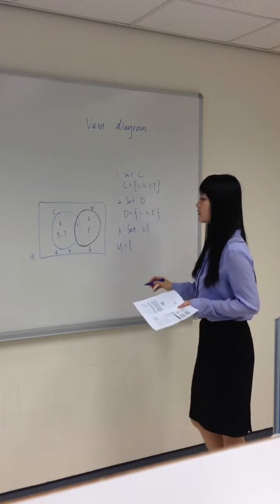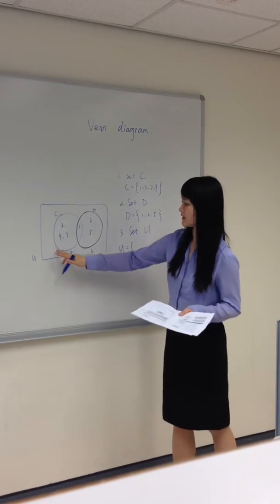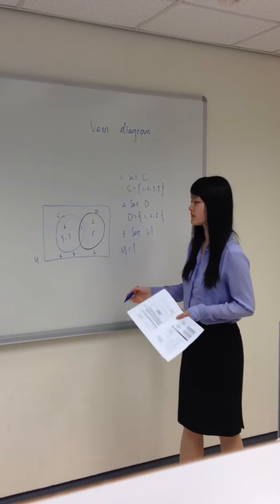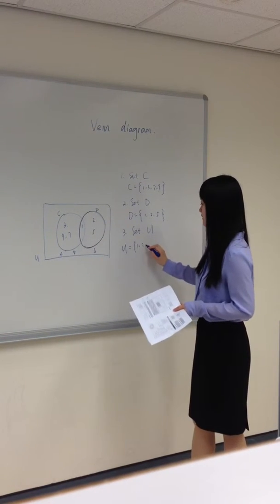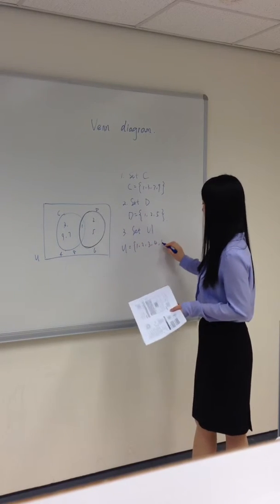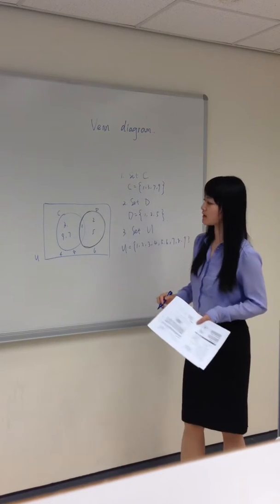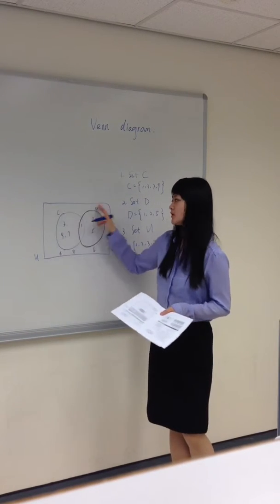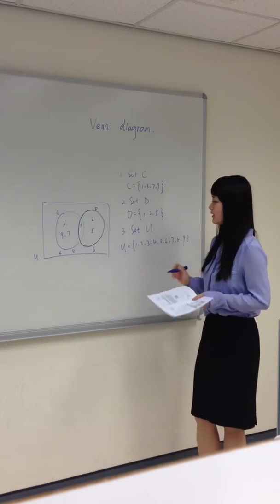The third question is to write down the universal set. Universal set will consist of all the numbers in this rectangle, including the area here and the 2 circles. So let's start with 1, 1, 2, 3, 4, 5, 6, 7, 8, and 9. So there are 9 numbers in this rectangle in total, so there will be 9 elements in the universal set.